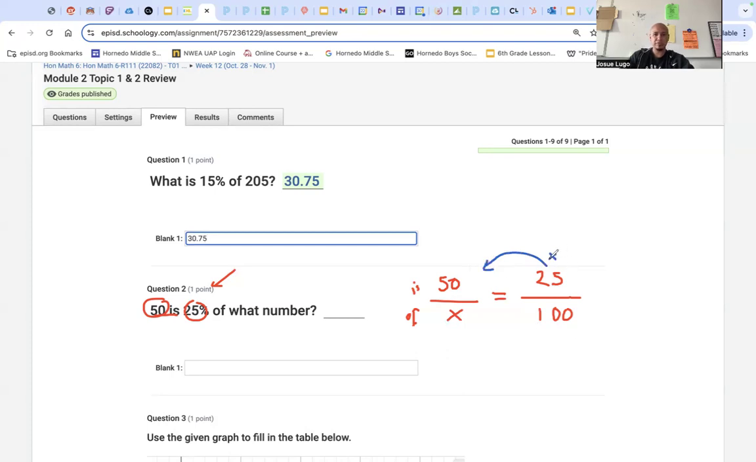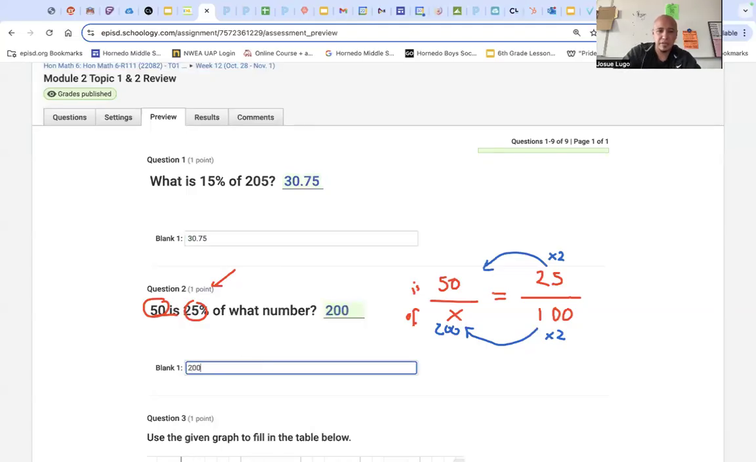Well, isn't 25 times 2 equal to 50? And if I'm multiplying the numerator by 2, I need to multiply the denominator by 2 to get to the other denominator. What's 100 times 2? That would be 200. Meaning that 50 is 25% of 200, and that would be my answer. Hopefully that made sense, ladies and gentlemen.